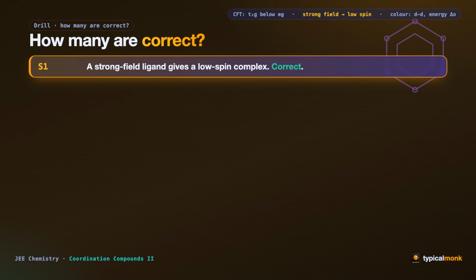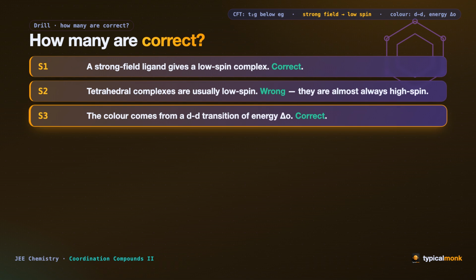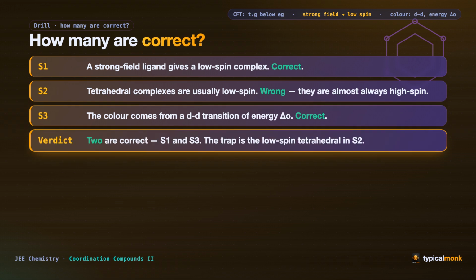Now, how many of these statements are correct? Statement 1: a strong field ligand gives a low spin complex. Correct. Statement 2: tetrahedral complexes are usually low spin. Wrong. They are almost always high spin because delta T is so small. Statement 3: the color comes from a d to d transition of energy delta. Correct. So the answer is 2 are correct, statements 1 and 3. The trap is the low spin tetrahedral in statement 2.